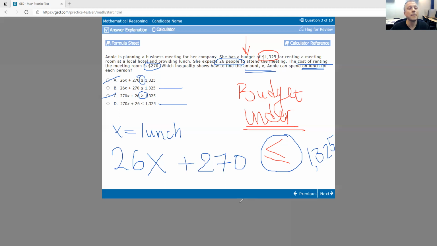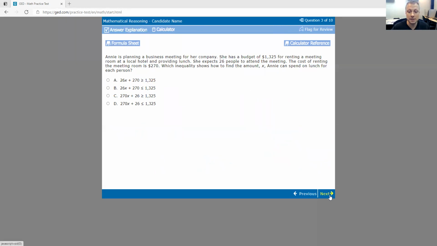So 26 people times X, the amount of money that we spent on lunch, plus a $270 fee for the room. And that has to stay less than or equal to the 1325. So that's why in this specific scenario, we are going to go with option B. 26 people times X, the amount of money that we spent on lunch, plus the 270, which is the cost of the rent. So a little challenging, but definitely something that we can manage and be successful at.